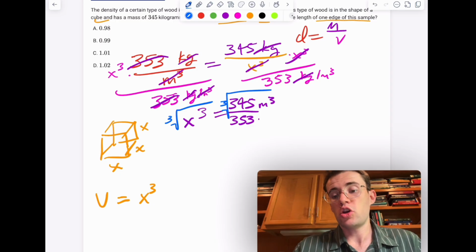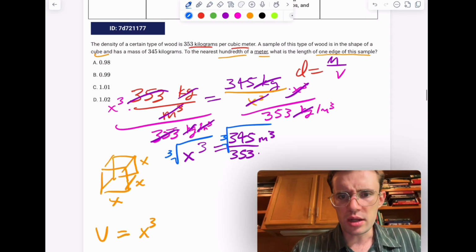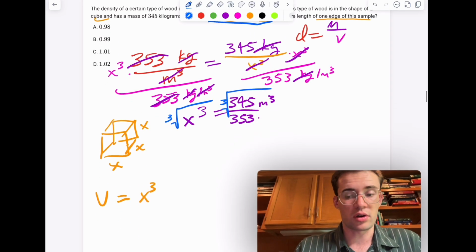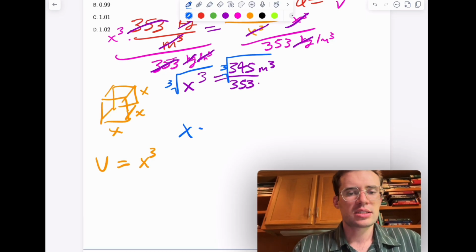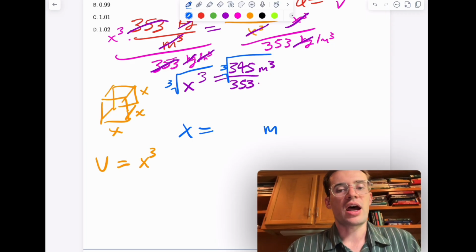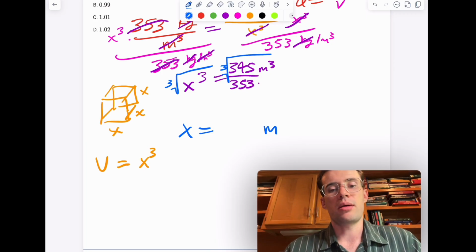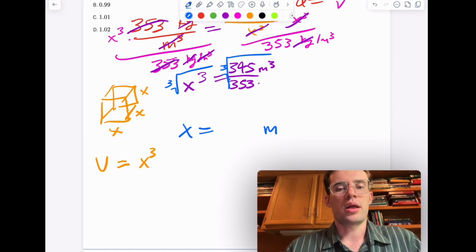Now cube root of meters cubed will just be meters. And I think, do they want it to the nearest hundredth of a meter? You don't have to convert it into centimeters or anything. Hundredth of a meter is a centimeter, but we'll say this is x. Cube root of x cubed is x. And then meters cubed becomes meters. And now we just need to find the cube root of 345 over 353, which you could do the cube root of the top divided by cube root of the bottom. I think that's equivalent.